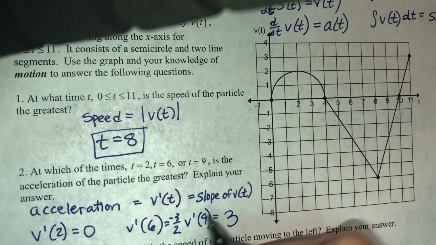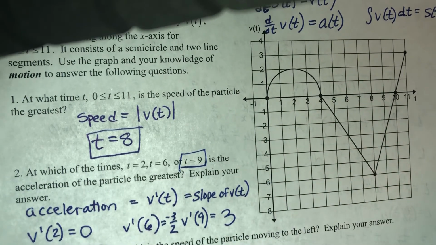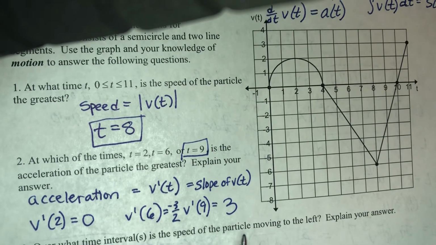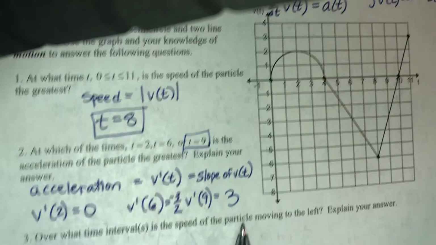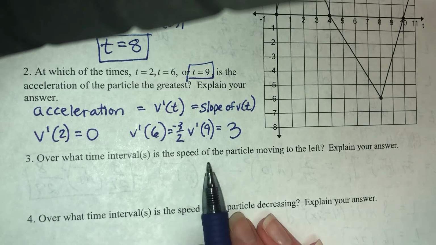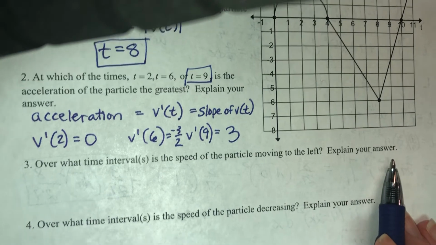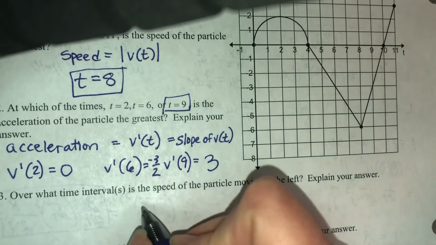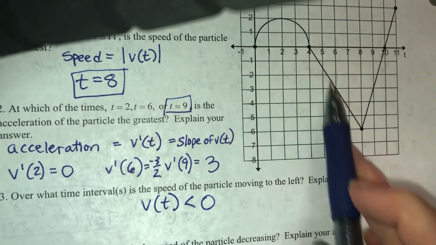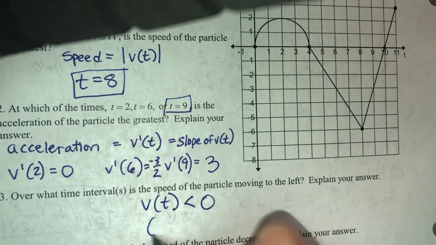So when is it the greatest? At what time? Time of 9 is when it's the greatest. And it says to explain your answer. So by showing these 3 slopes, I can see that the greatest one is at 3. Okay, the next question says, over what time interval or intervals is the particle moving to the left? Explain your answer. Okay, it's moving to the left on the x-axis when the velocity is negative. So that's where we have negative y values, which is from 4 to 10. Time interval, 4 to 10.